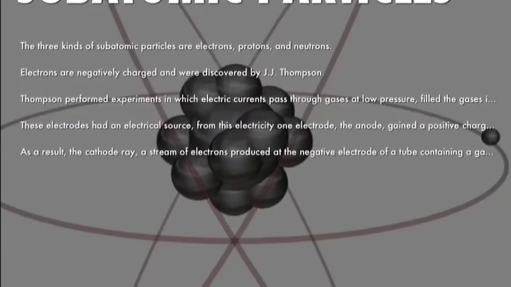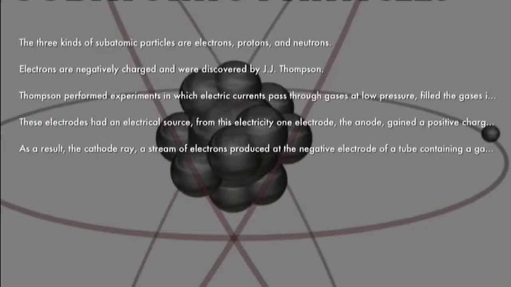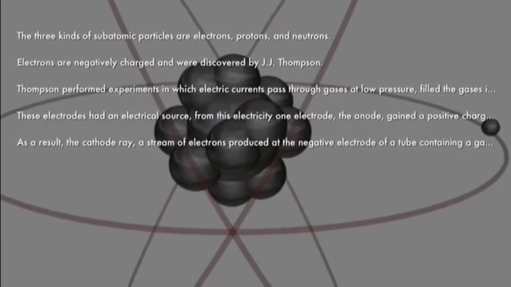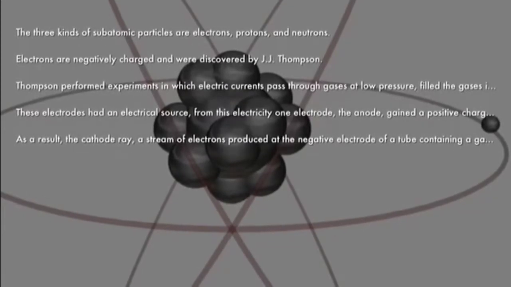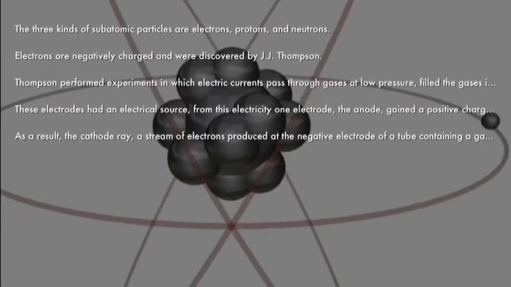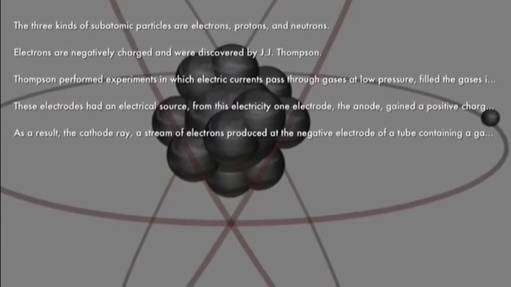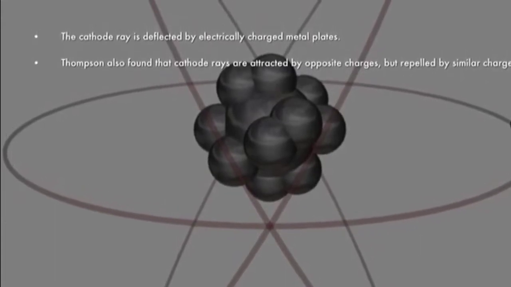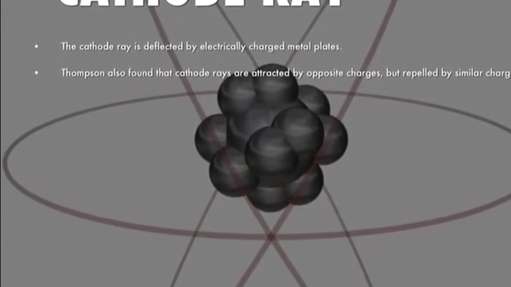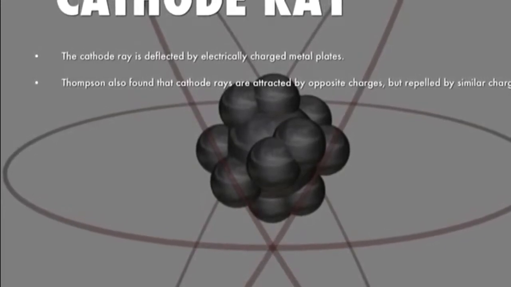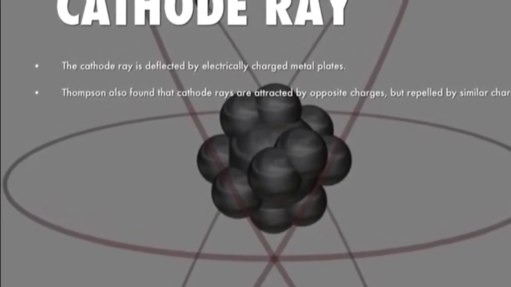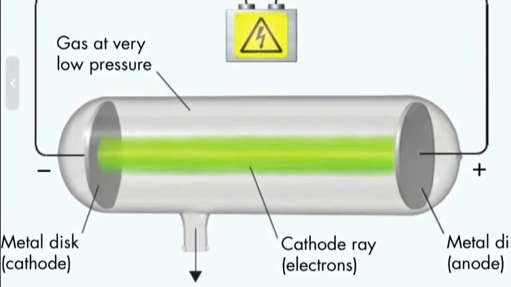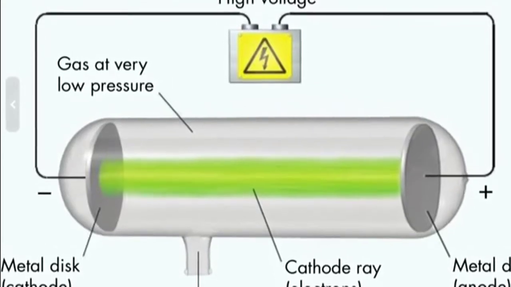From this electricity, one electrode, the anode, gained a positive charge, and the other, the cathode, gained a negative charge. As a result, the cathode ray, a stream of electrons produced at the negative electrode of a tube containing a gas at low pressure, was formed and traveled from the cathode to the anode. The cathode ray is deflected by electrically charged metal plates. Thomson also found that cathode rays are attracted by opposite charges but repelled by similar charges. The following two pictures are examples of the cathode ray.